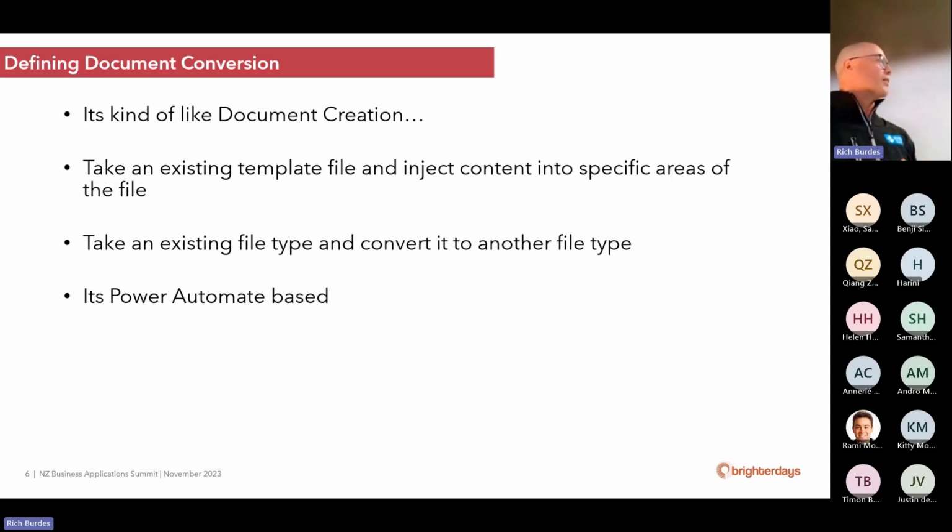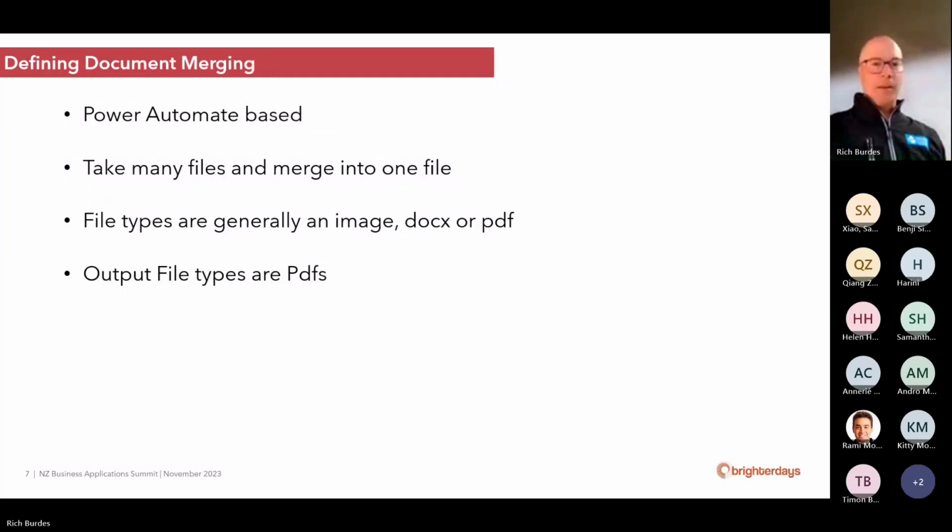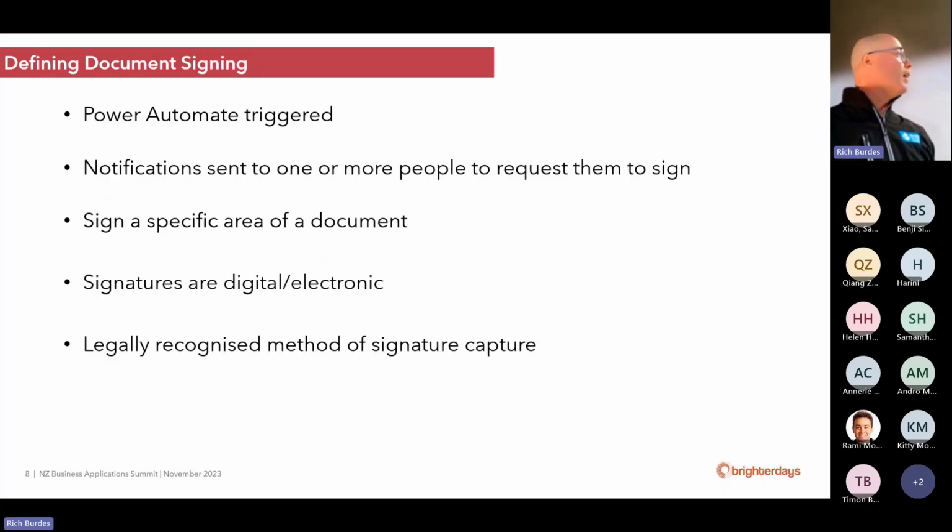But basically, we're going to take an existing file and turn it into another file type. It's kind of like a form that I turn into a document. That's probably why they say it's conversion. But that's just a thing to know for Power Automate.